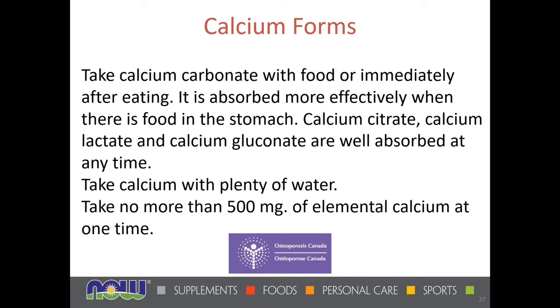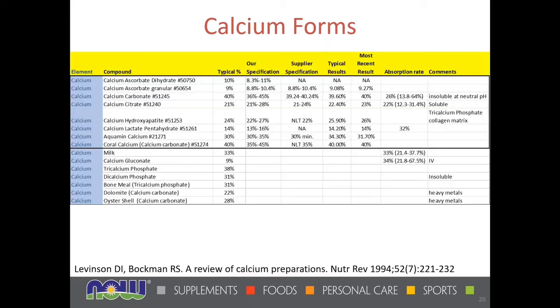If you have something that's got more calcium in it inherently, the percentage of calcium in the compound is higher, you take fewer pills or less powder to get the same amount of calcium. And that's what this chart indicates. If something is 40% calcium versus 10% calcium, you take a lot less of the 40% than the 10% to get the same amount of calcium.